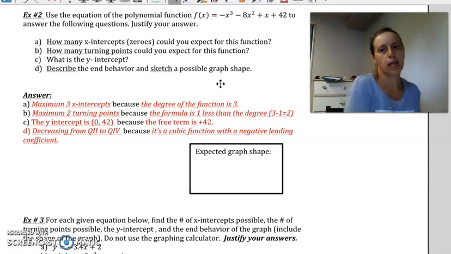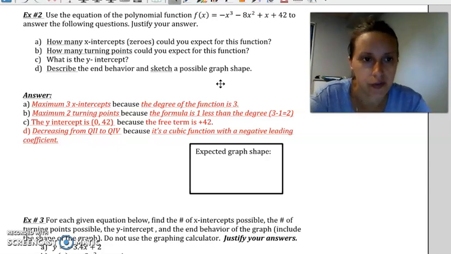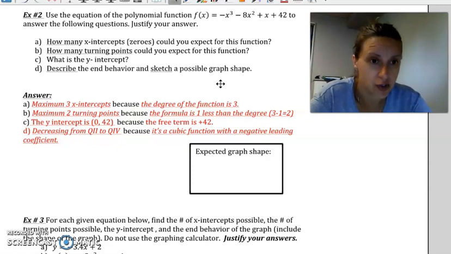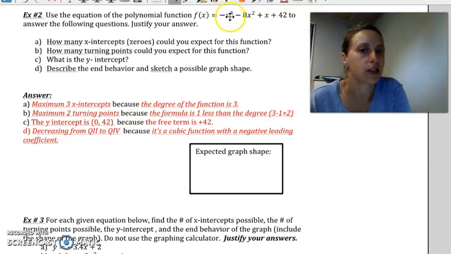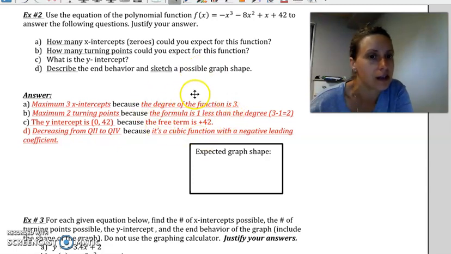For the first one, part A, how many x-intercepts, sometimes called zeros, could you expect for this function? Well, for finding out the number of x-intercepts, which is a graph characteristic, you have to look at the degree of the function. The degree of this function is 3. Okay, so you can expect up to 3 x-intercepts because the degree of the function is 3. That's how I know. So the part of the sentence after the because is giving the justification of your answer.